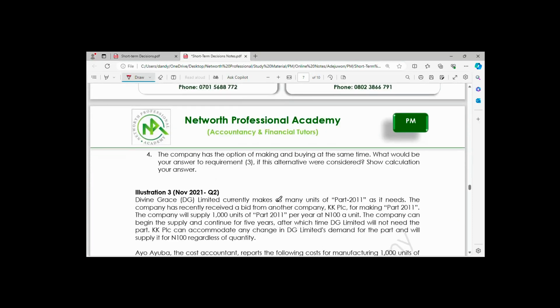Number 4. The company has the option of making and buying at the same time. What would be your answer to requirement 3 if this alternative were considered? Show calculation to support your answer.